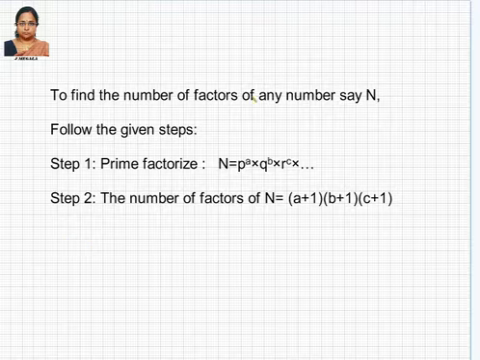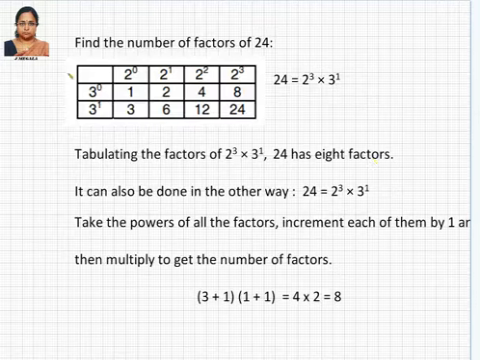So what we do here is go for the formula. Suppose you have to find the number of factors of n. First, prime factorize and write n in the form of prime numbers, where P, Q, R are the prime factors raised to powers, like we have seen earlier for 90. Take only the powers now, increase each power by 1, and multiply them to get the number of factors. Now we are going to see that.